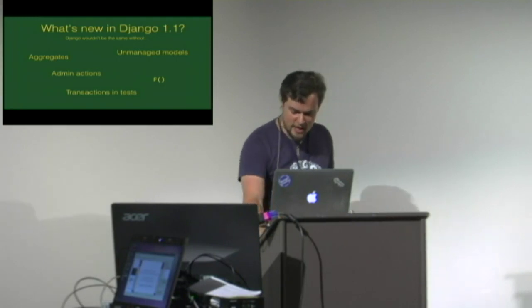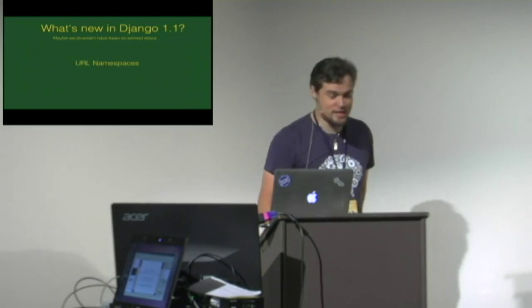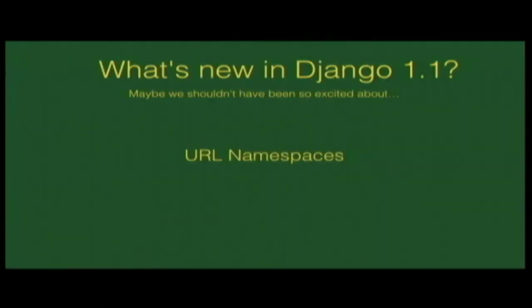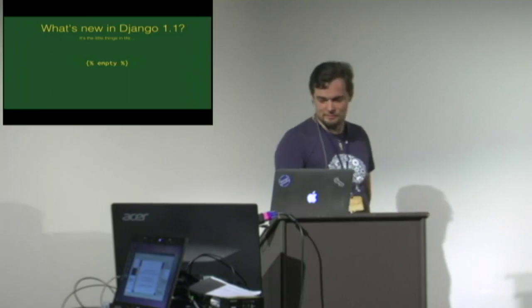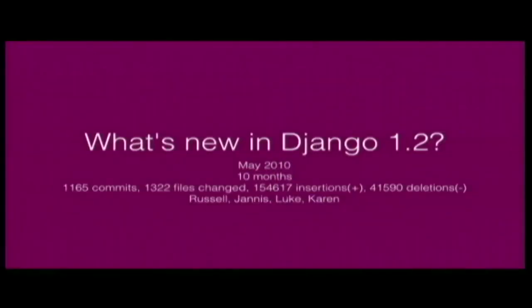There's one big new feature in Django 1.1, which I think is pretty much universally disliked, which is URL namespaces. They do what they do, but they don't do it in the nicest way they possibly could do. But they are useful, I suppose. The only little thing I could find in Django 1.1 that I definitely can't imagine not being there is the empty tag to a for loop. Little tiny thing, but I use it so often. So, let's move on to Django 1.2. We're now in May 2010, another 10 months later.